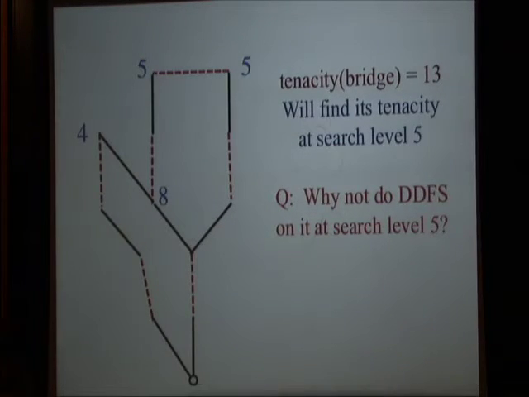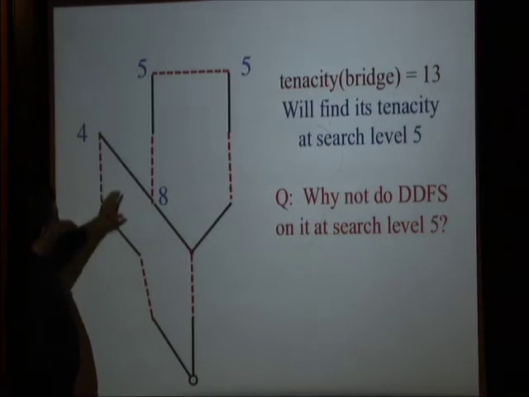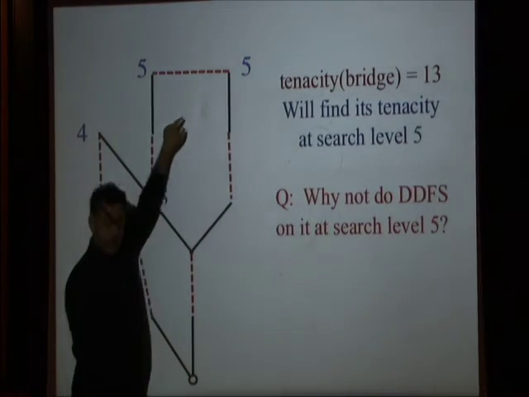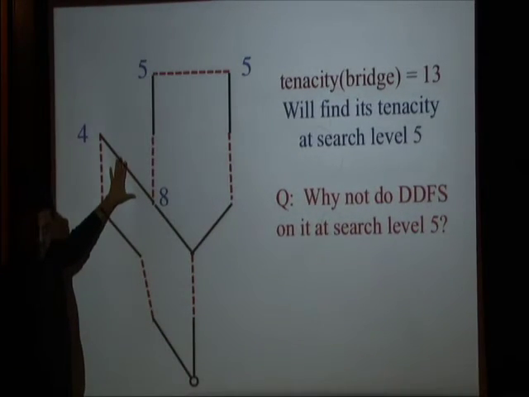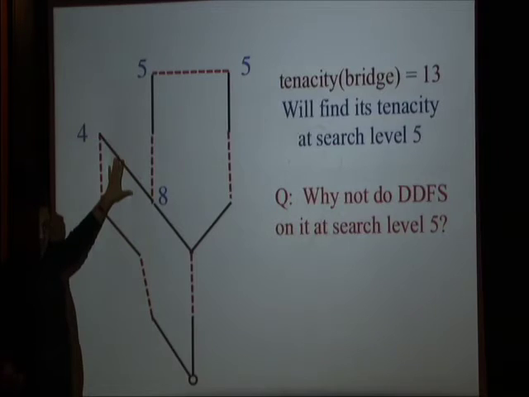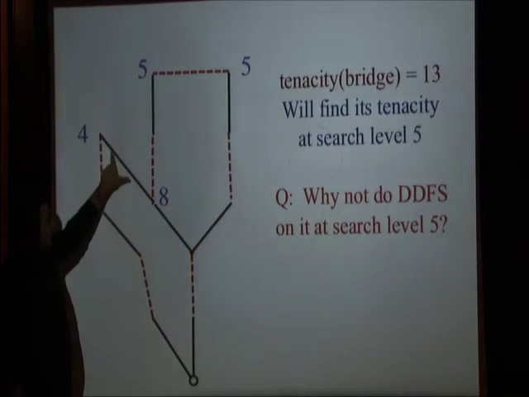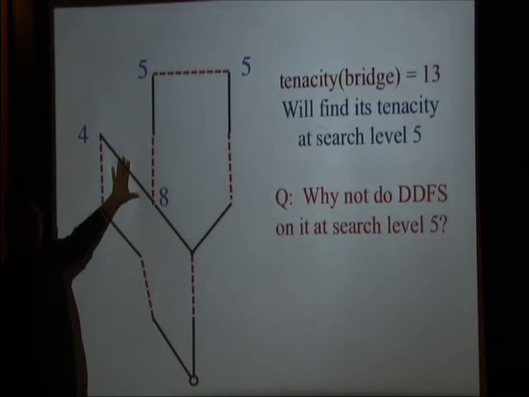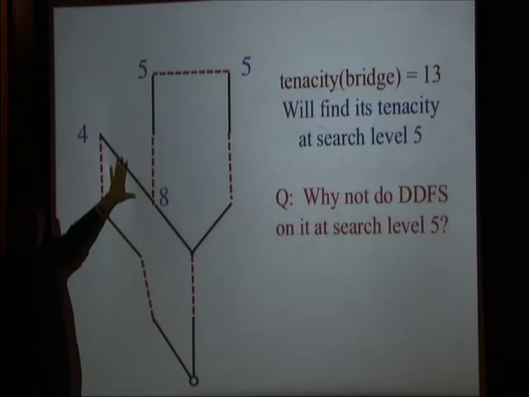Okay, so one more very important question. We found its tenacity at level 5, but we did double depth first search at 6. Question, why not do double depth first search at 5 itself? Right? You have all the information for this edge. 4 plus 8 plus 1, 13. Why not do double depth first search at 5 itself? Why wait till 6?